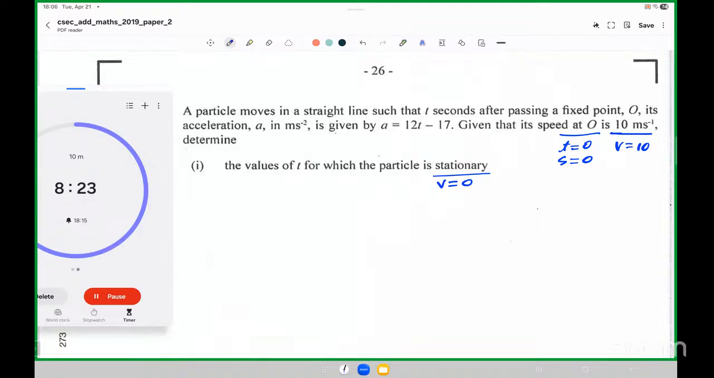Finish. Second part: the distance traveled in the fourth second.